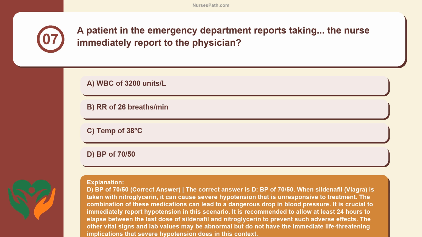The correct answer is D, BP of 70/50. When sildenafil, Viagra, is taken with nitroglycerin, it can cause severe hypotension that is unresponsive to treatment. The combination of these medications can lead to a dangerous drop in blood pressure. It is crucial to immediately report hypotension in this scenario. It is recommended to allow at least 24 hours to elapse between the last dose of sildenafil and nitroglycerin to prevent such adverse effects. The other vital signs and lab values may be abnormal, but do not have the immediate life-threatening implications that severe hypotension does in this context.